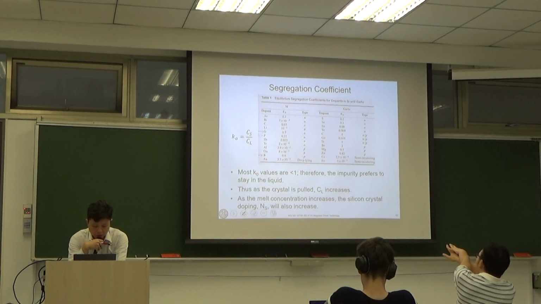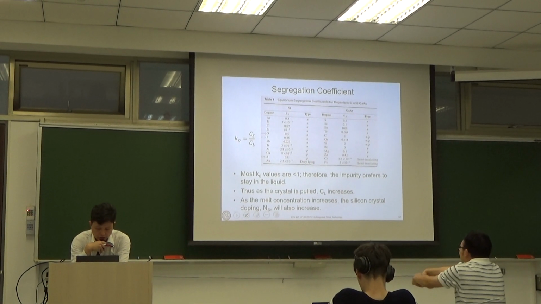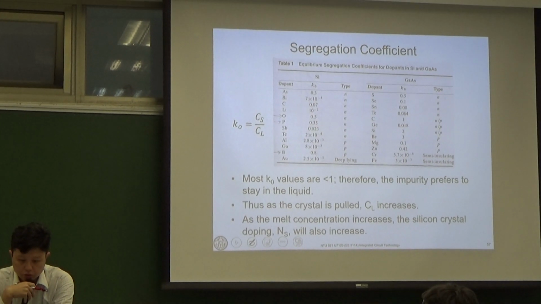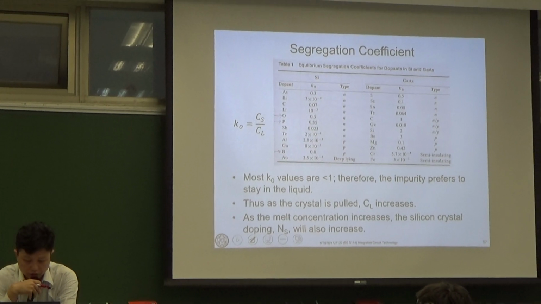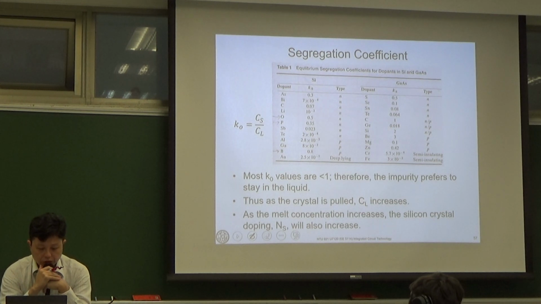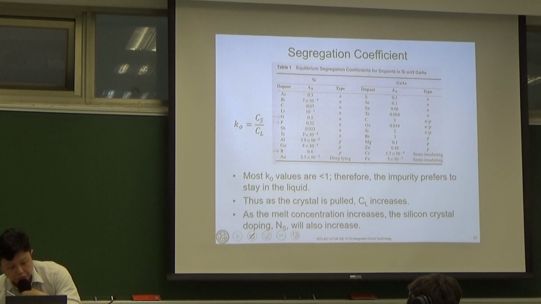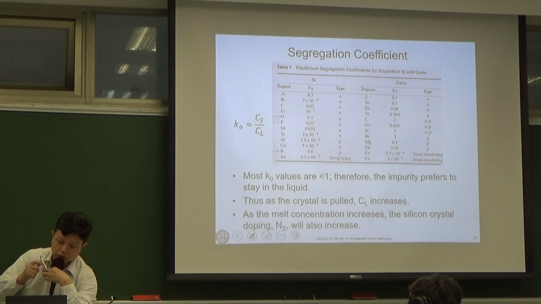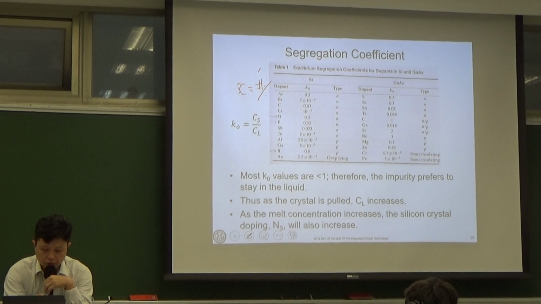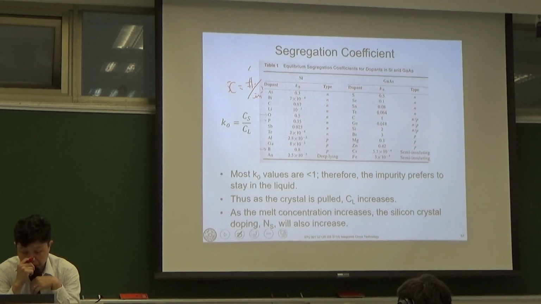Solid and liquid. So from this table, we can see that most of the segregation coefficients have values less than 1, which means that the concentration in your liquid will be larger than the concentration in your solid. This concentration is defined as the number per cubic centimeter, something like that.